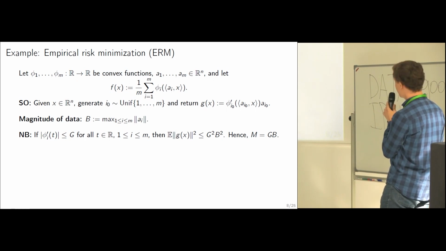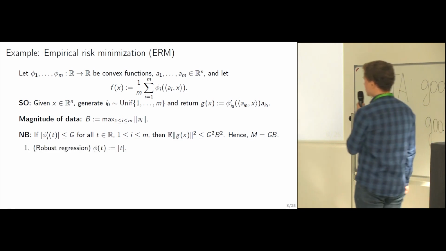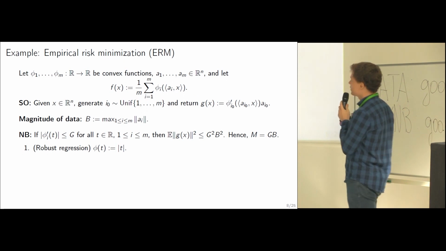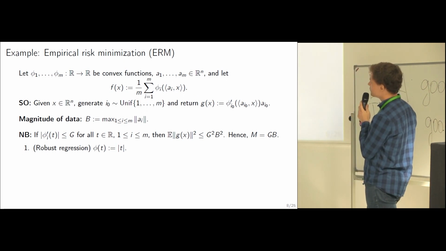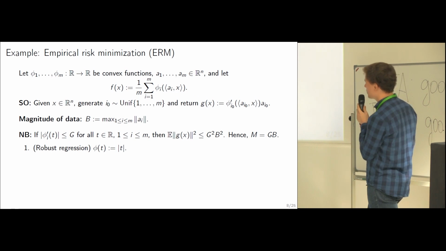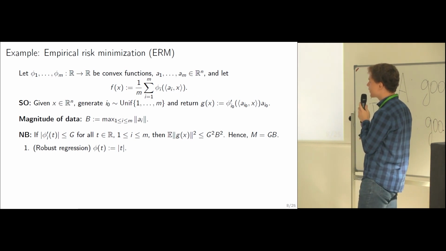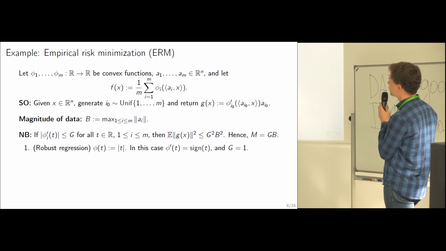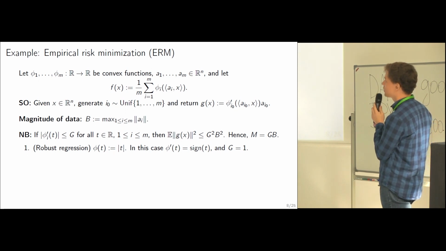Now let us look at particular functions phi where this assumption is true. For example, if we consider the problem of robust regression, in robust regression this function phi is the absolute value. Actually, in robust regression, we have some minus b_i here, but it's not important. So phi is the absolute value, and if we consider its derivative, or better said a subgradient, it will be the sign, and we know that this sign is bounded by 1 in absolute value, right?